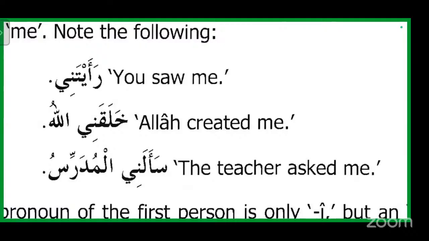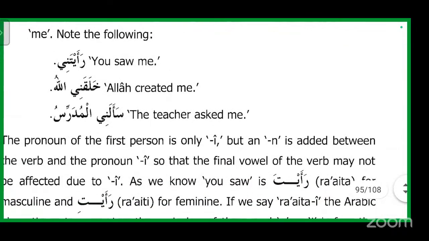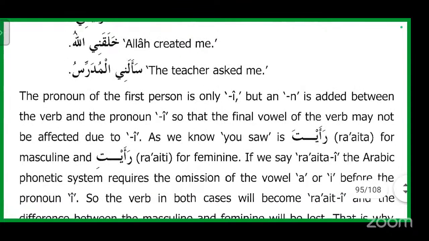An object pronoun attached to the verb itself. And the subject is something else, like al-mudarrisu. The teacher asked me, not I asked the teacher. Okay. The pronoun of the first person is only ee, but an n is added between the verb and the pronoun.